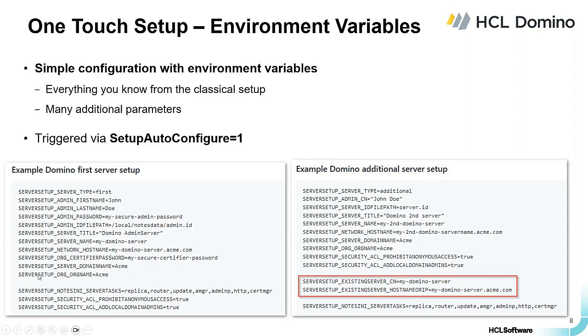You only have to specify those parameters, and then you can trigger it with another environment variable. If you set this environment variable, setup auto configure equal 1, and you set those other parameters, when you start your server, it will invoke the one-touch setup automatically, and your server will come up and work. Similar with the additional server setup. This is the very basic, and you have mainly the parameters from the classical setup.